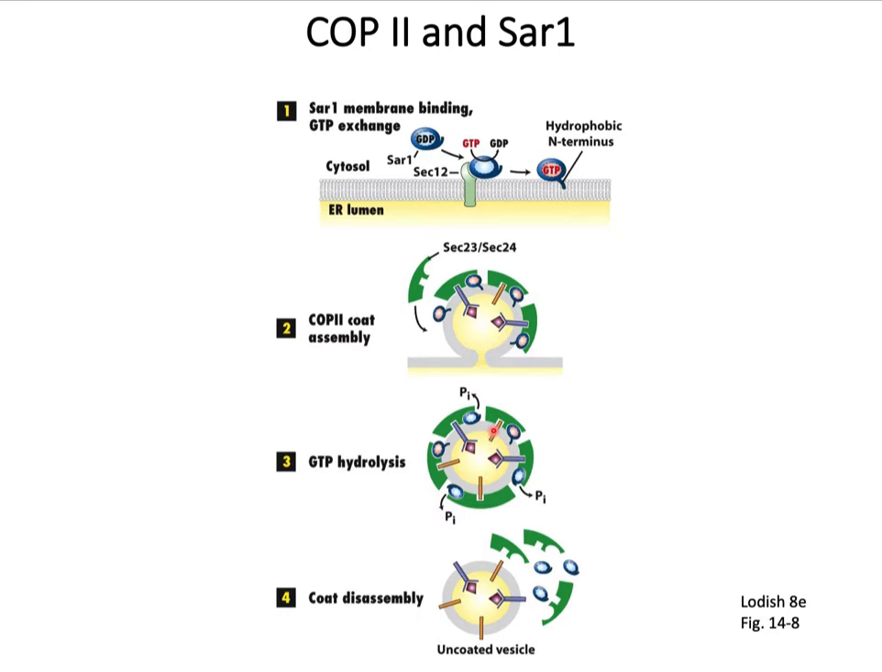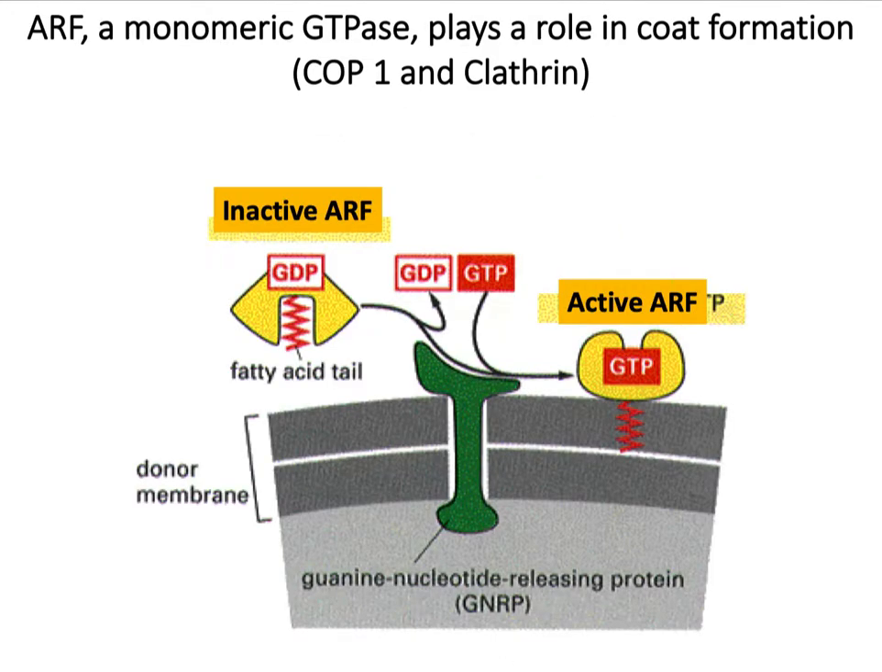Shortly before fusion with the target membrane, SAR1's own GTPase activity cleaves the GTP to GDP, so it will become inactivated. It will fall off the membrane. As a consequence of all that, the COP2 coat will come off, and that's the uncoating of the vesicle. So now you have a naked vesicle that can fuse with the target membrane.